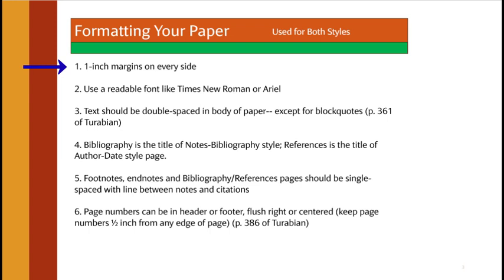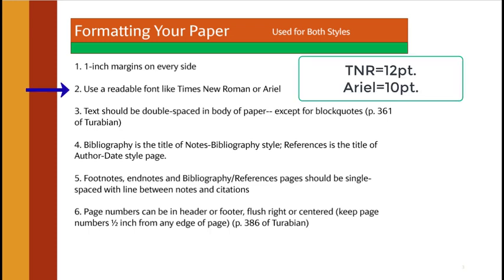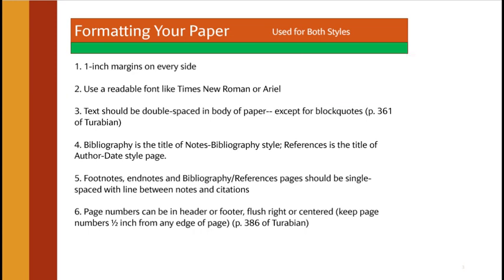Like many citation styles, the student paper in both styles will have a 1-inch margin on all sides. Students using both styles should use a readable font such as Times New Roman or Arial. The body of the paper in both styles should be double-spaced, but block quotations are single-spaced with one empty line before and after the block quotation. The entire quotation is indented 1/2 inch to match a typical paragraph in the paper.